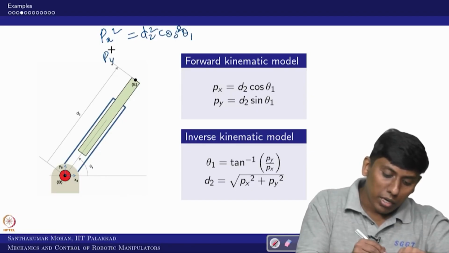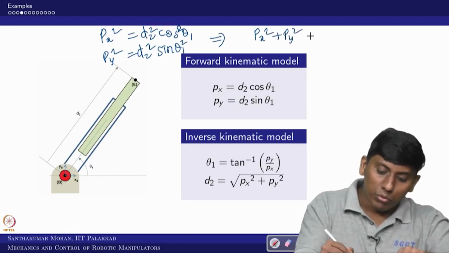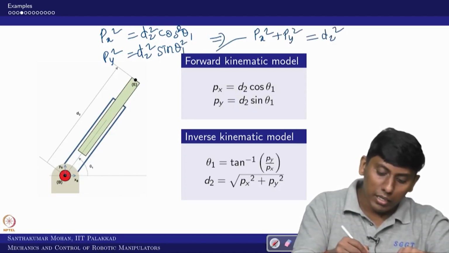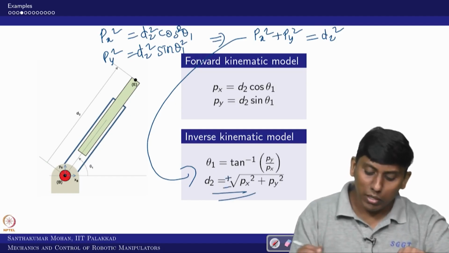So py squared is d2 squared sine squared theta 1. If you add these two, what will come? Px squared plus py squared equals d2 squared. So from there you can get this relation, right? Now you can see this will give plus or minus.